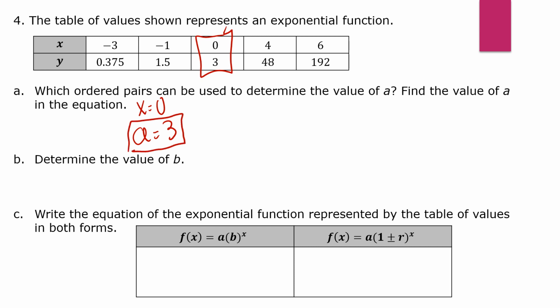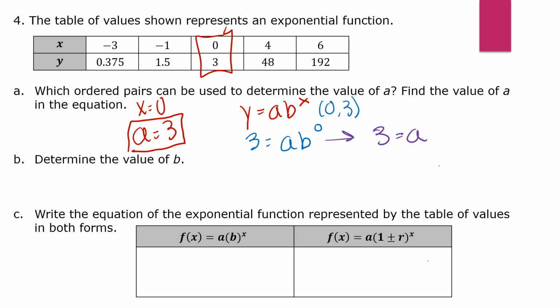And I'm going to prove to you that this works. For this one, if we have y equals AB to the x, and we plug in 0 for x and 3 for y, so 3 equals AB to the 0. B to the 0 is 1, so 3 equals A. This proves that when x is 0, that's just your A value for your function.